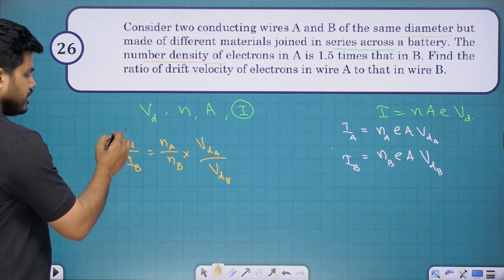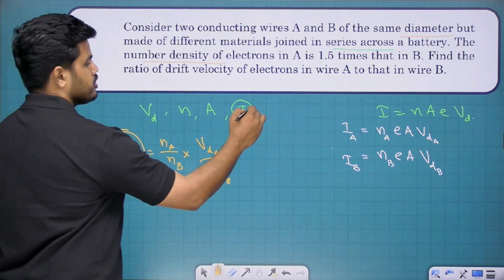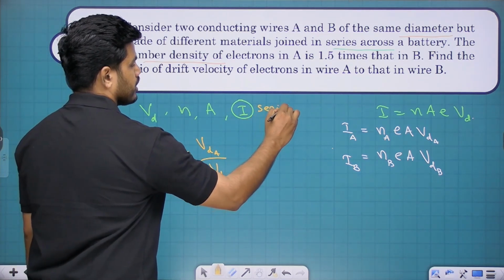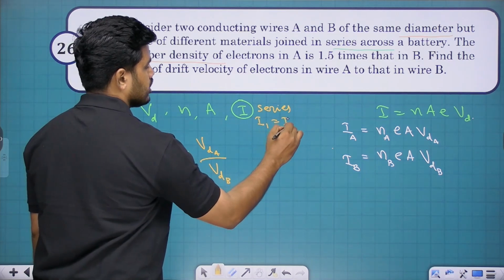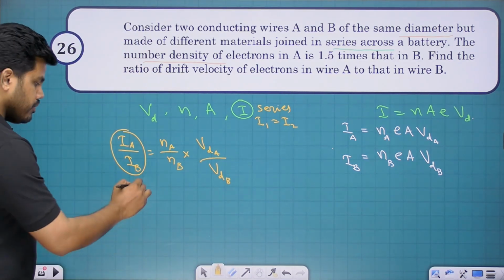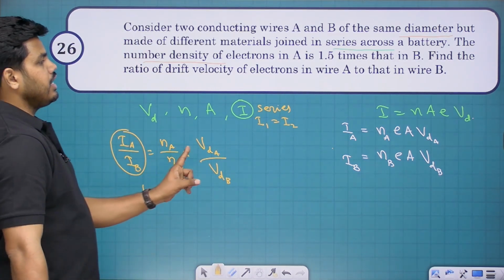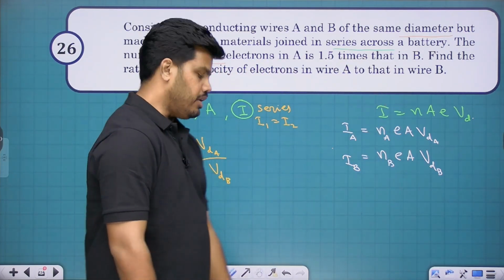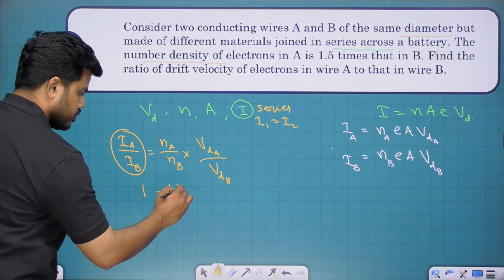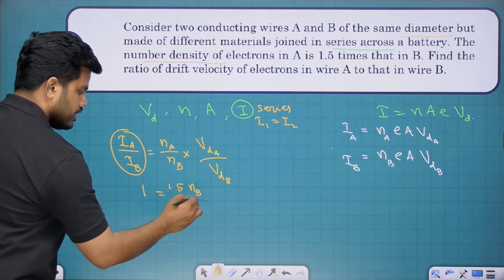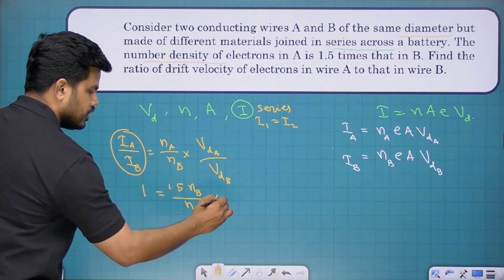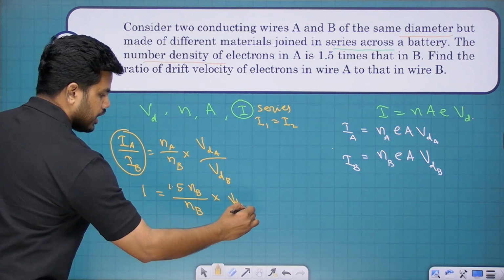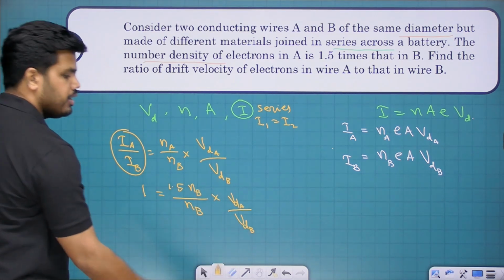You are given this ratio is 1 because it is a series combination, right? When they are connected in series, I1 is equal to I2. So IA is equal to IB, which is equal to 1. Now, you are given the number density of electrons in A is 1.5 times that in B. So we can say 1.5 times NB divided by NB, into VD of A divided by VD of B.